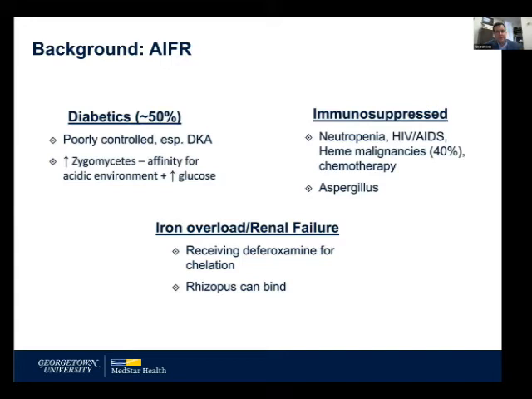And then the other category is other immunosuppressed states. Neutropenia is a common one, as well as those with AIDS. Hematologic malignancy is a big one, and chemotherapy and organ transplants are on here too. These tend to be more frequently Aspergillus. Again, nothing's 100%. And then there's a separate category of iron overload and renal failure, those receiving deferoxamine for chelation, where Rhizopus can bind to this, but this tends to be a much more minor category.